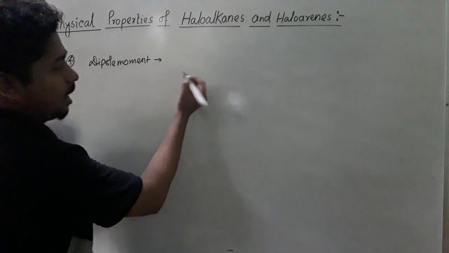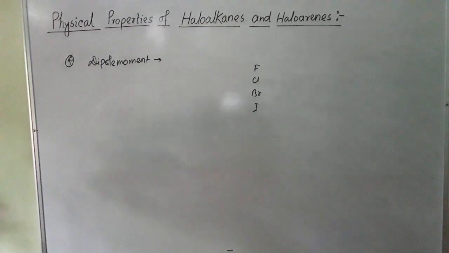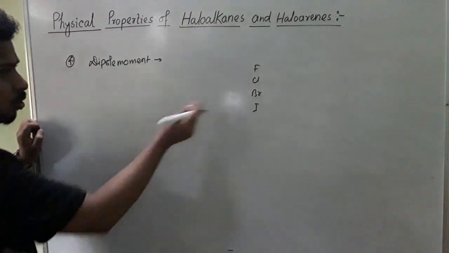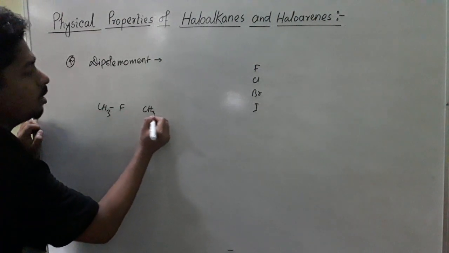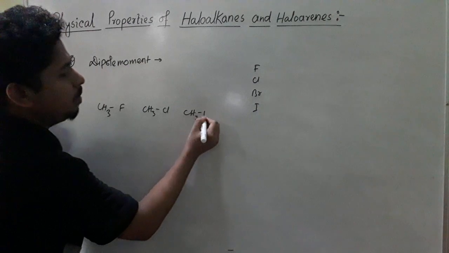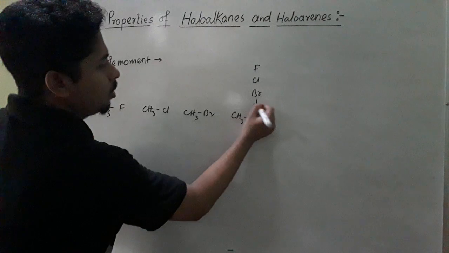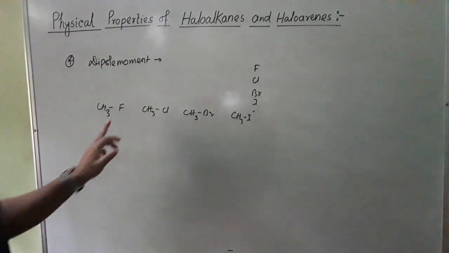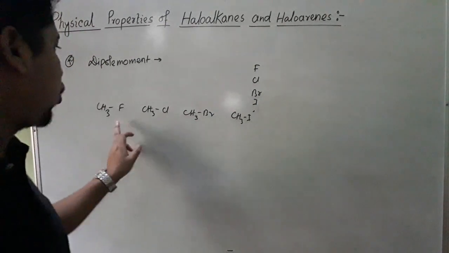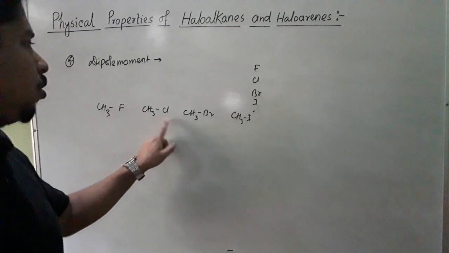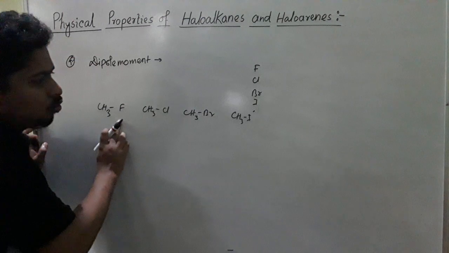Okay, so if we consider the halogens, suppose fluorine, chlorine, bromine, and iodine, and their corresponding compounds, suppose CH3F, CH3Cl, CH3Br, and then CH3I. Here you see from left to right, the atomic size increases. The atomic size of fluorine, then chlorine, increases, or their electronegativity decreases.